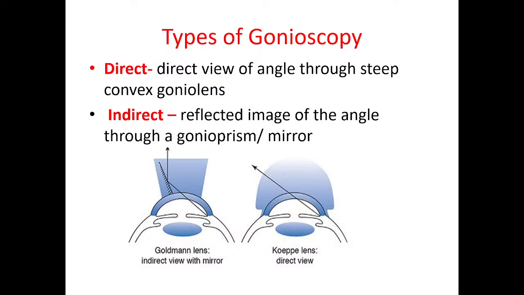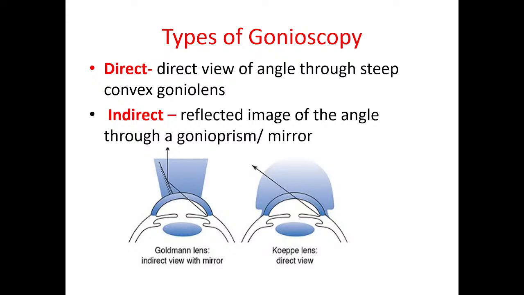So there are various types of gonio lenses, direct and indirect. Direct means you are directly visualizing the angle, so if you are looking at 12 o'clock, you are seeing the 12 o'clock angle. You are seeing 6 o'clock, you are seeing the 6 o'clock angle, where the gonioscope is placed. Indirect, we see a reflected image, meaning the mirror is at 12 o'clock, we are seeing the angle at 6 o'clock, because we are getting an image of the angle.